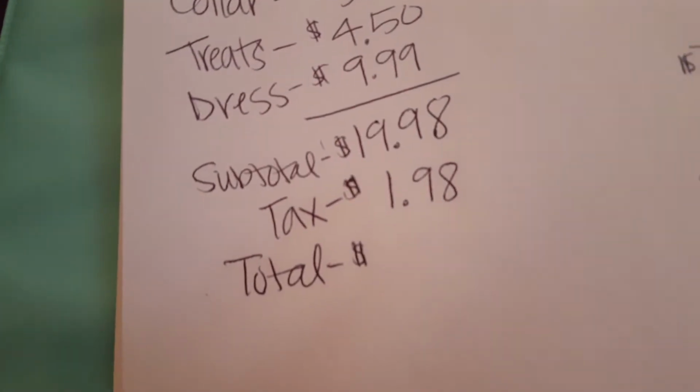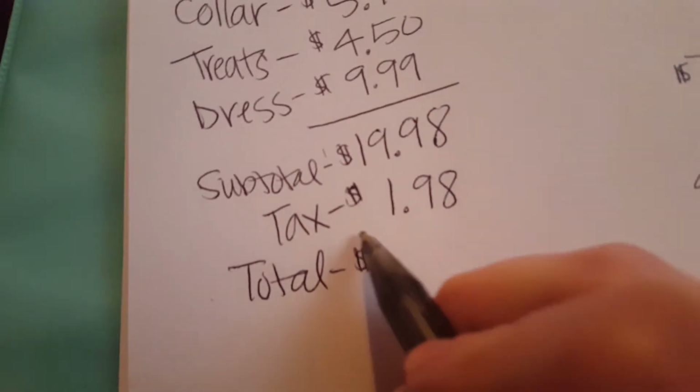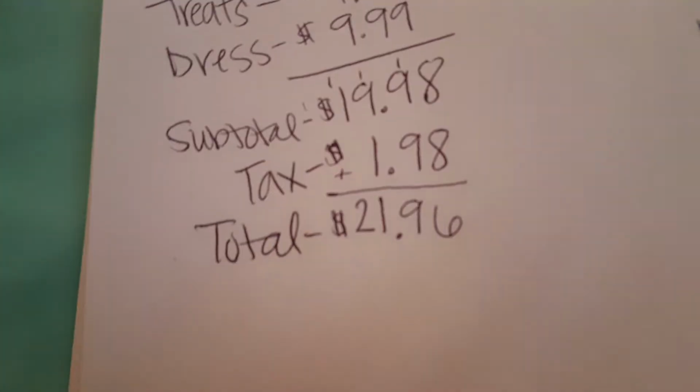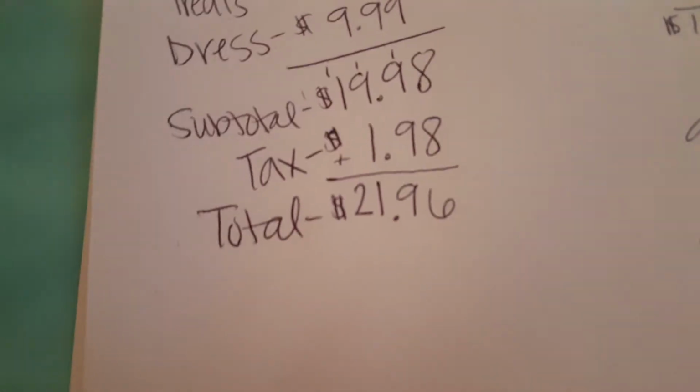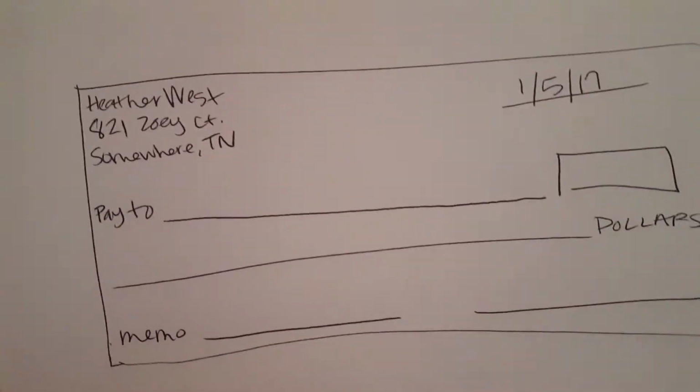So we end up, our subtotal is $19.98, our tax is $1.98, and we're simply going to add those together to get our total. So then that makes my total $21.96. And of course, we've been writing these on a check, so I'm going to remind you how to do that.